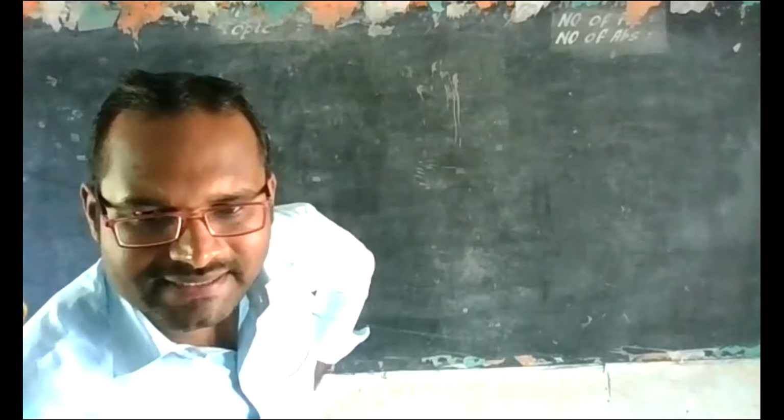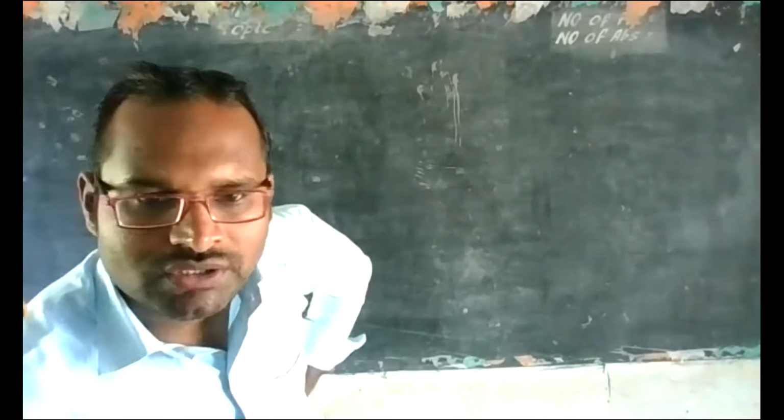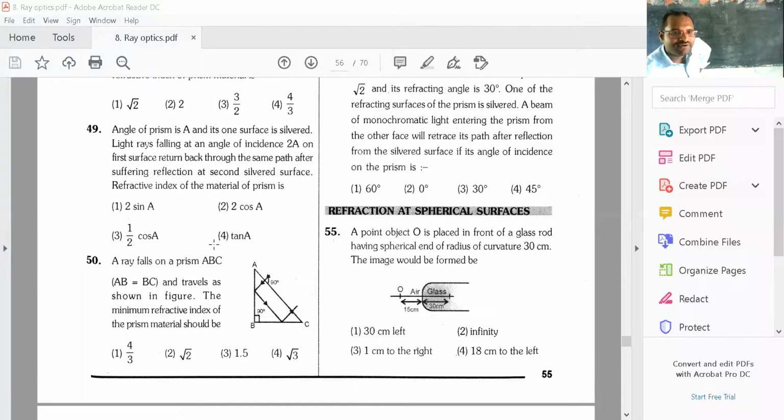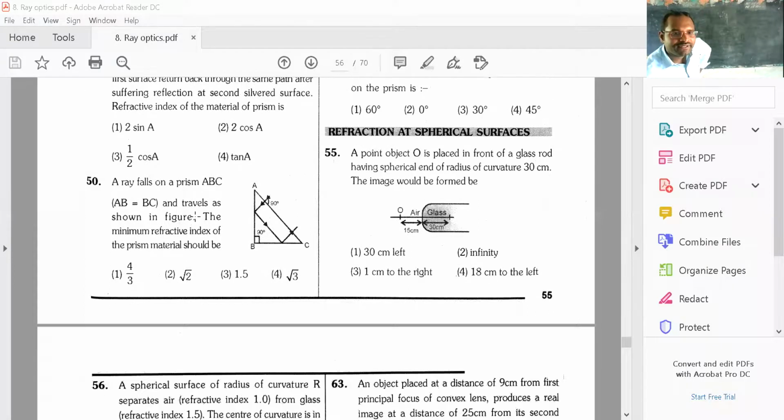Now let us go to the next question, Nana. Next question, number 49 over 50. See the diagram, it is somewhat interesting. A ray falls on a prism ABC. I am drawing this prism. ABC is the prism. Here A, B, C. Next, what they are saying is that AB is equal to BC.